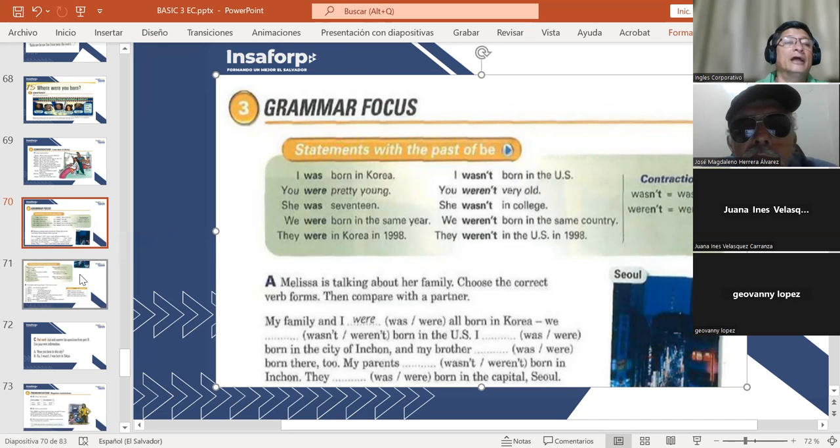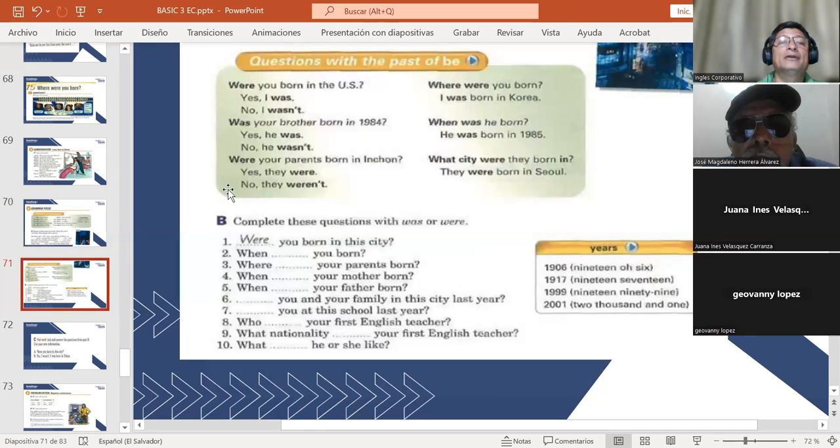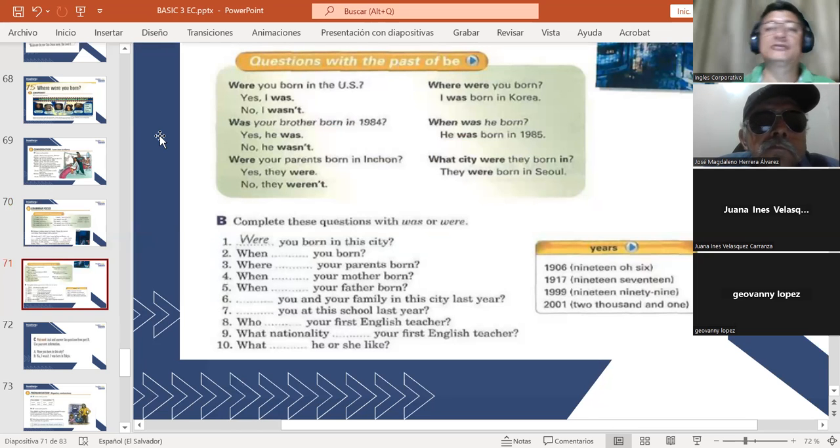Let's go, and we have another exercise here. Questions with the past of be. All right. And we have two kinds of questions. ¿Cuáles son los dos tipos de preguntas que hemos estudiado hasta el momento? Yes, no questions and information questions. Okay.